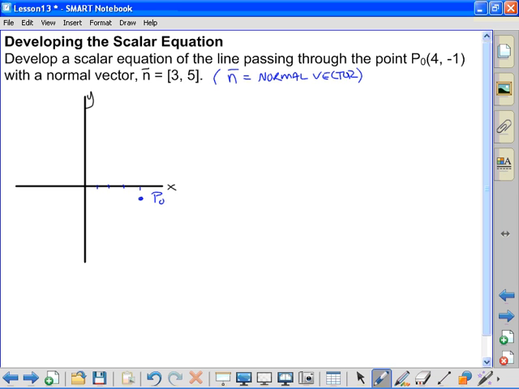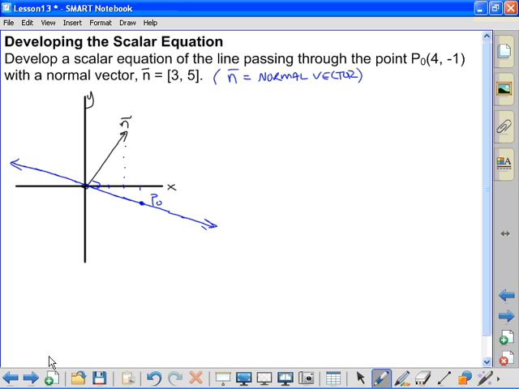The normal vector is 3, 5. So that means it's a vector with its tail at the origin, going 1, 2, 3 across and 1, 2, 3, 4, 5 up. Our normal vector has to be perpendicular to a line passing through the point P naught. So we're looking for a line that approximately goes like that. Here's the actual line, and there's all our information. I have to fix up and actually put P naught on the line, to make it look a little more official. So how do we come up with that equation?